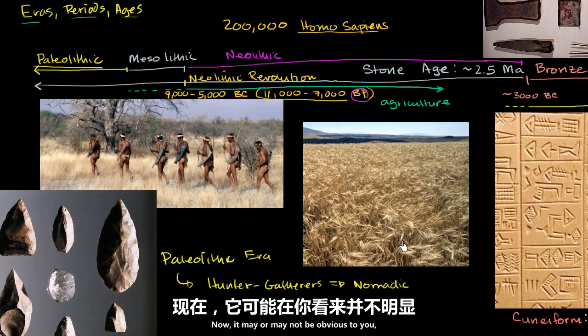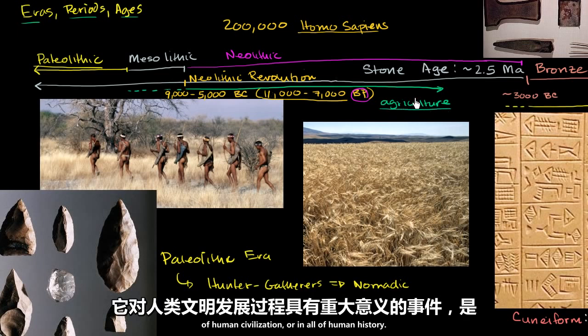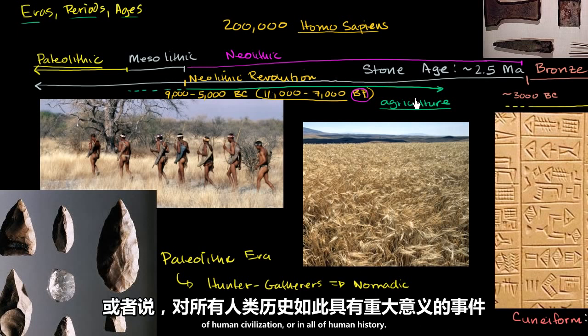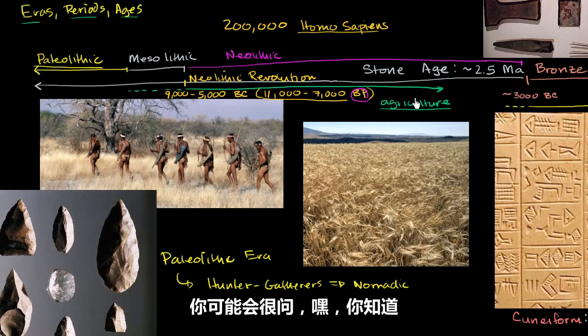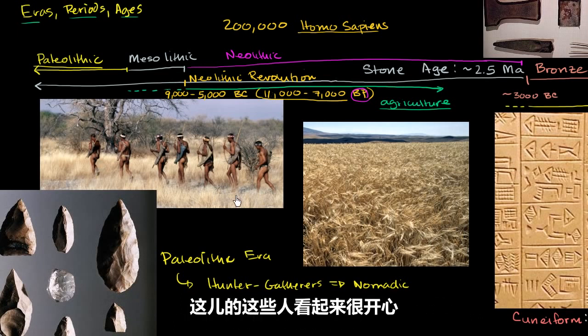Now, it may or may not be obvious to you, but the advent of agriculture is a super big deal. Arguably the biggest deal in the development of human civilization, or in all of human history. And you might say, hey, what's the big deal about agriculture? These characters over here look pretty happy. They're able to walk around a lot. They're able to hunt.